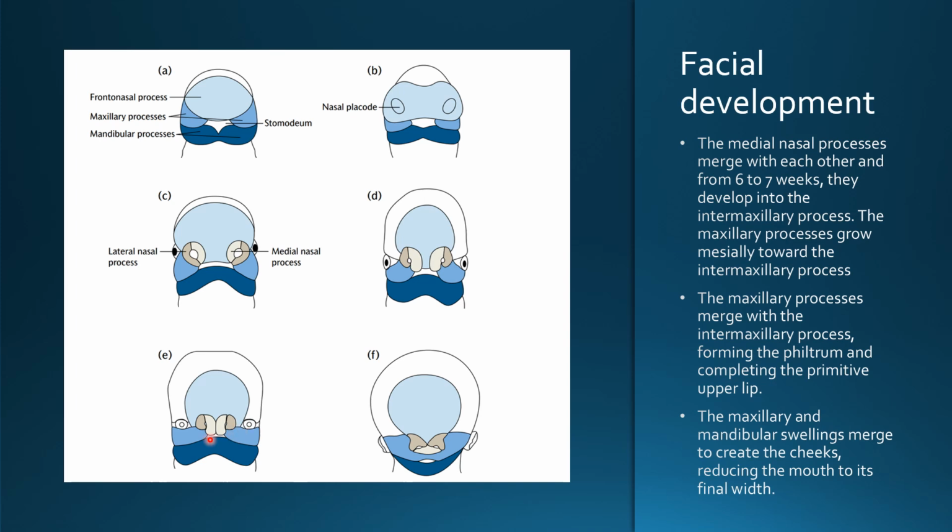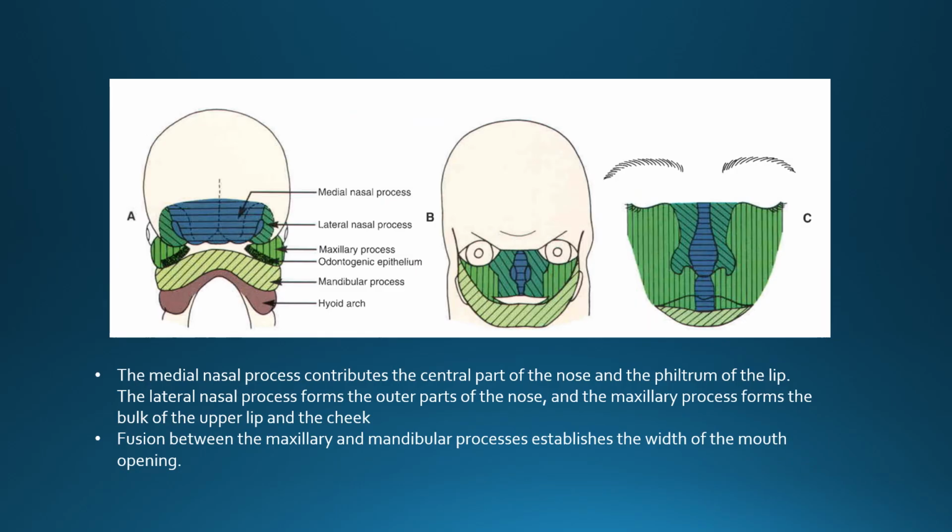So here's another illustration that is color-coded for you to understand. The medial nasal process contributes to the central part of the nose and the philtrum of the lip. The lateral nasal process forms the outer parts of the nose, and the maxillary process forms the bulk of the upper lip. Fusion between the maxillary and mandibular processes establishes the width of the mouth opening.